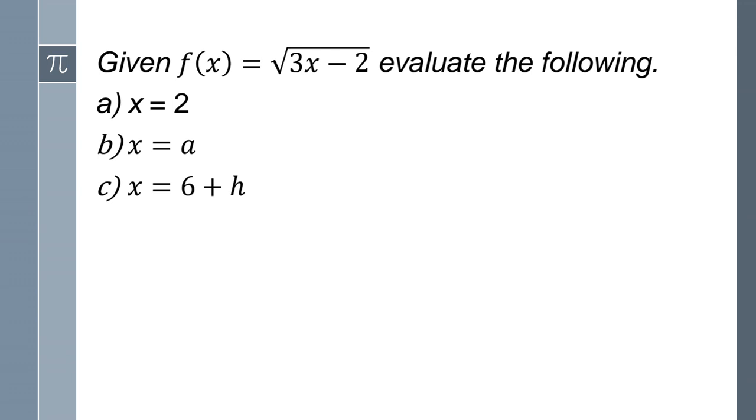So here on A, they're telling me that x is equal to 2. So what I'm going to do to evaluate is everywhere I see x in the expression, I'm going to plug in the 2 there. I'm going to replace that x with that number. So let's go ahead and do that.